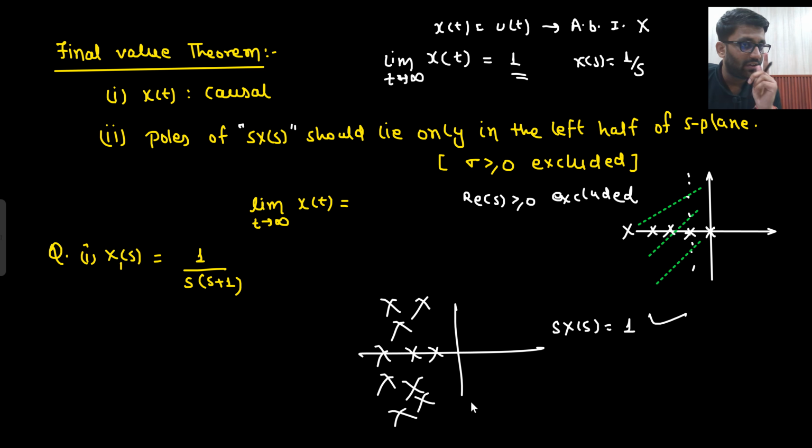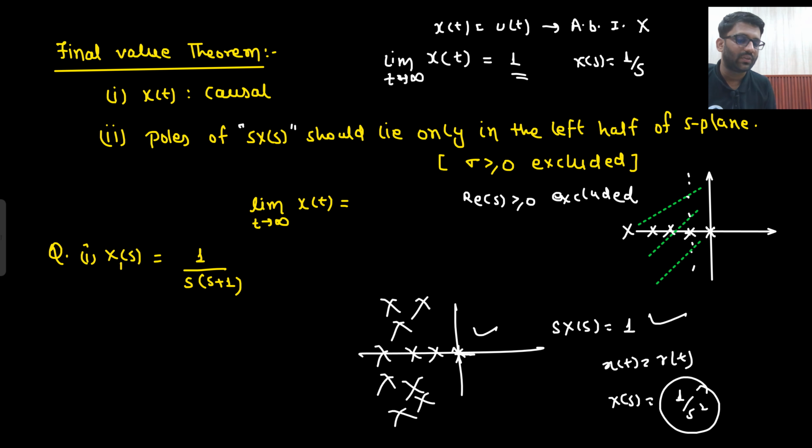But if you are having one pole at origin, then it would work. But if you are having two poles at origin, what does that mean? That x(t) is r(t). So what is X(s)? 1 upon s square. So if you are having two poles at the origin, if I ask you what is the value at t equals to infinity, you will say, sir, r(t) will keep on rising up. So undefined, or you can say infinity.